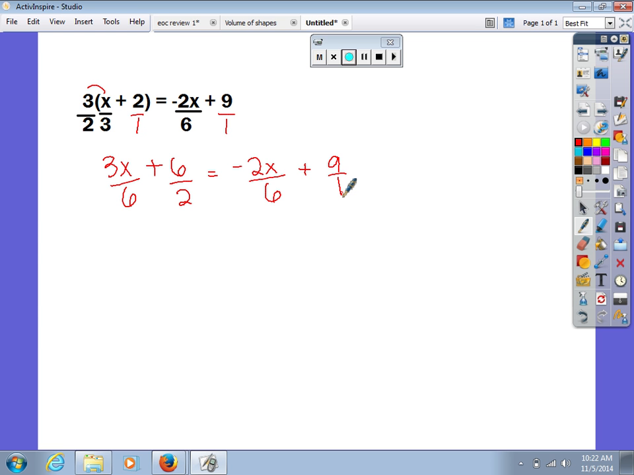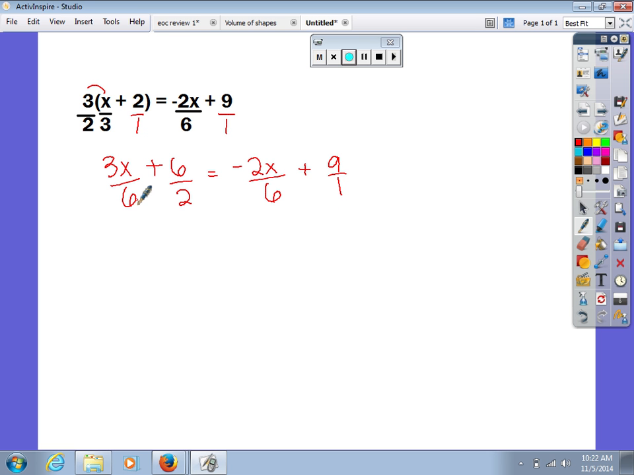Now, what do we do from here in order to make our lives simple? Yes, we want to find a common denominator because then we can cancel out all of our denominators. Do y'all remember that? And then after we cancel, we just have a normal equation to solve. So what is our common denominator between 6, 2, and 1? 6.